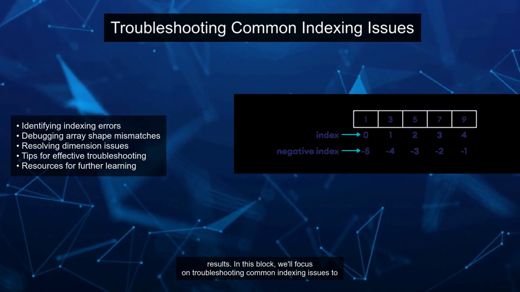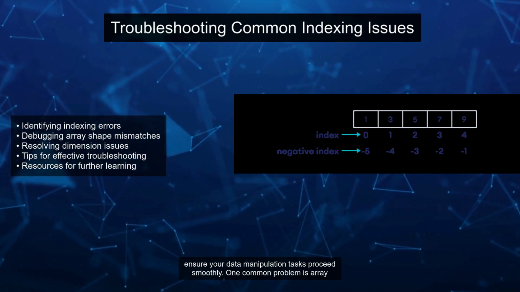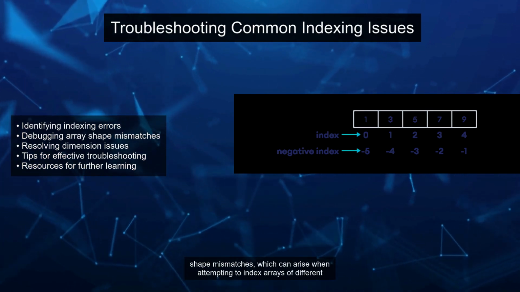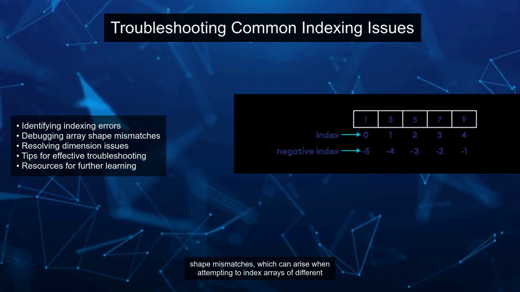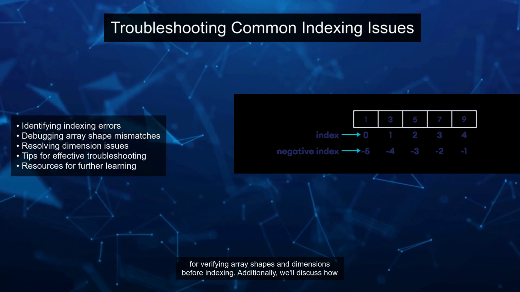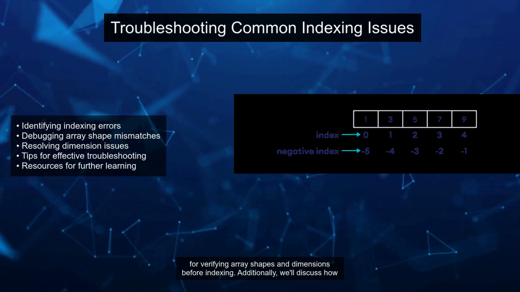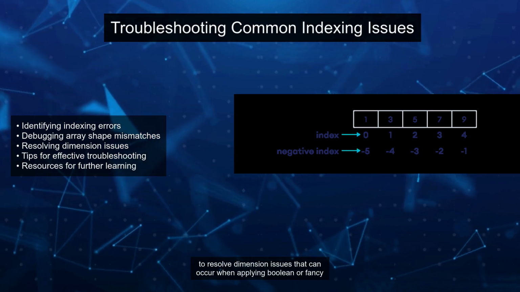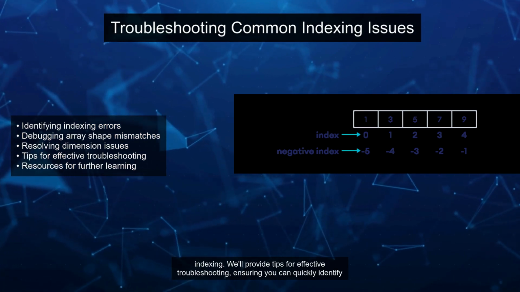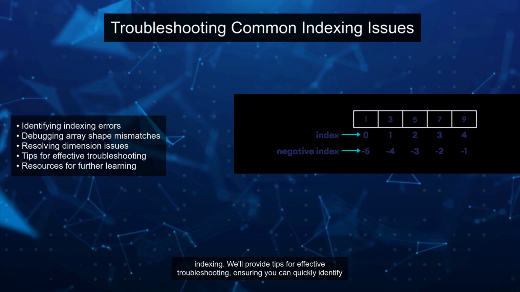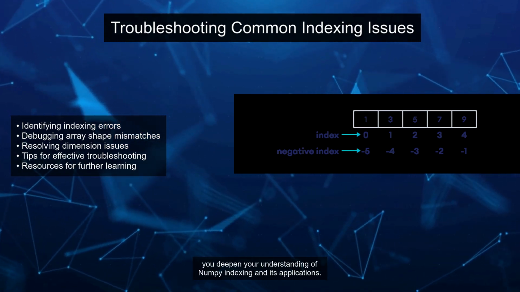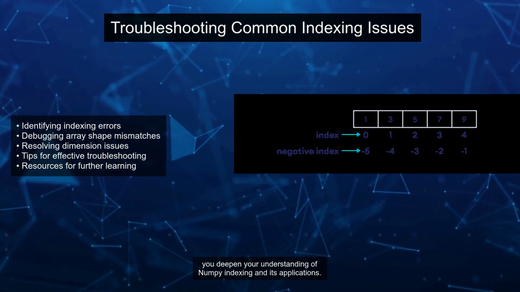Despite its power, Numpy indexing can sometimes lead to errors or unexpected results. In this block, we'll focus on troubleshooting common indexing issues to ensure your data manipulation tasks proceed smoothly. One common problem is array shape mismatches, which can arise when attempting to index arrays of different dimensions. We'll explore strategies for identifying and resolving these mismatches, including techniques for verifying array shapes and dimensions before indexing. Additionally, we'll discuss how to resolve dimension issues that can occur when applying Boolean or fancy indexing. We'll provide tips for effective troubleshooting, ensuring you can quickly identify and correct indexing errors. Finally, we'll share resources for further learning, helping you deepen your understanding of Numpy indexing and its applications.